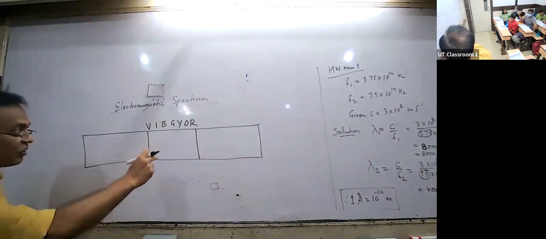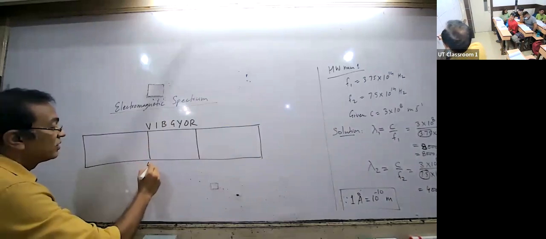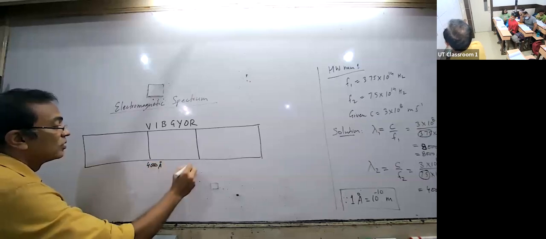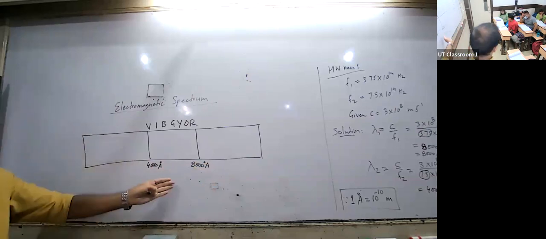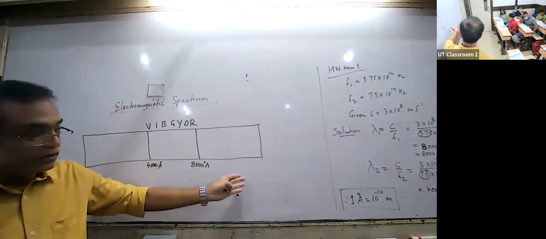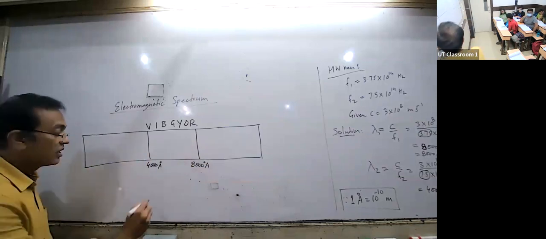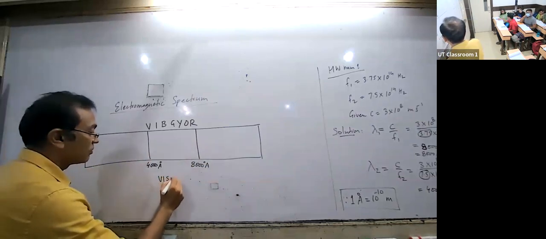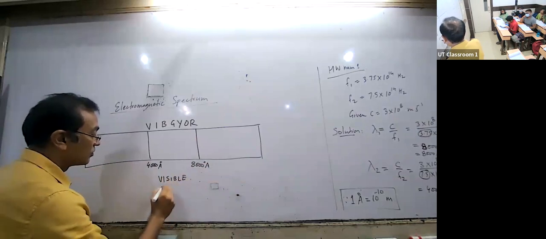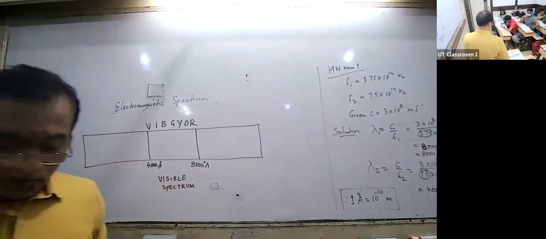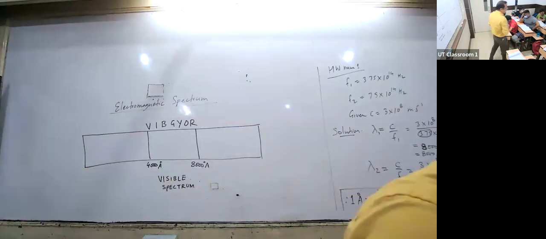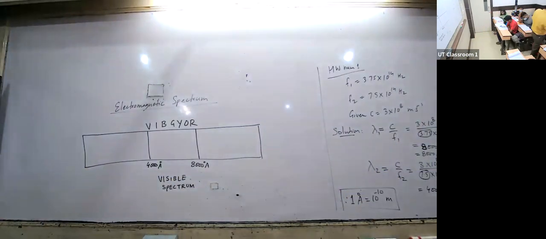So VIBGYOR I explained. So what is the wavelength range? 4,000 Angstrom to 8,000 Angstrom. All these wavelengths. Now listen. Now this is called the visible part of the spectrum. Visible spectrum. Right? Okay, sit down. So visible spectrum. What did I explain? What is electromagnetic spectrum?